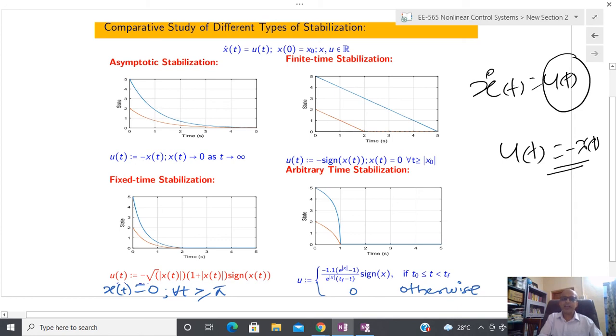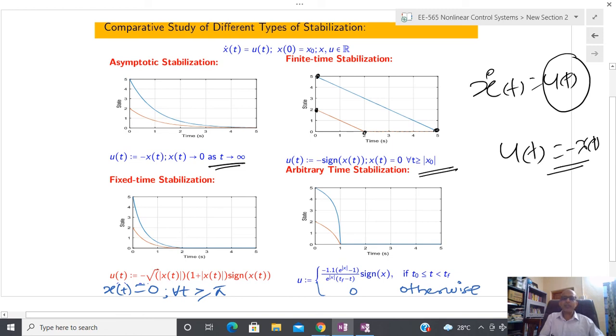graphically also you can see here, this is a MATLAB plot. The MATLAB plot means they are never going to become zero; they take a lot of time, t equal to infinity. Now what you can do is change the control to minus signum x(t). It is possible to show that if you start with initial condition 2, within 2 seconds you can converge. If the initial condition is 5, you converge in 5 seconds. So here the time of convergence is a function of the initial condition.